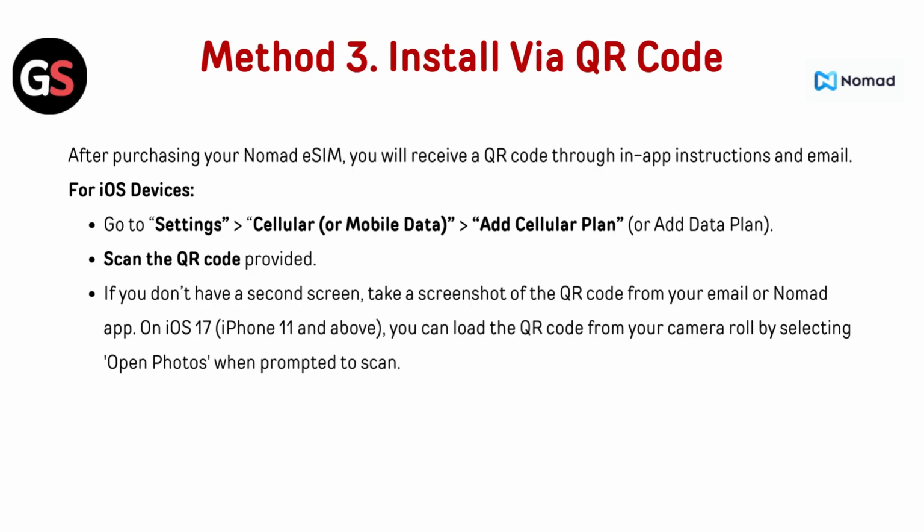Method 3. Install via QR code. After purchasing your Nomad eSIM, you will receive a QR code through in-app instructions and email. For iOS devices, go to Settings, then Cellular or Mobile Data, add cellular plan or add data plan, select the QR code provided. If you don't have a second screen, take a screenshot of the QR code from your email or Nomad app. On iOS 17, iPhone 11 and above, you can load the QR code from your camera roll by selecting Open Photos when prompted to scan.